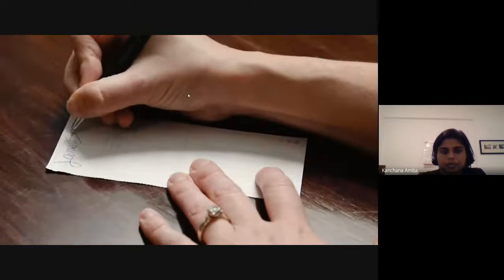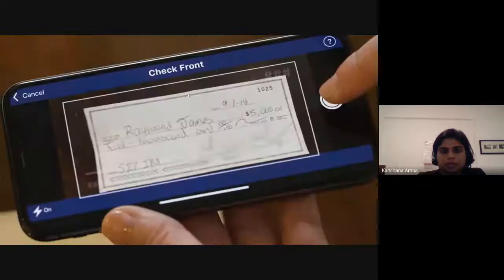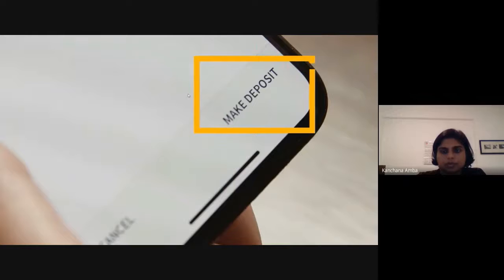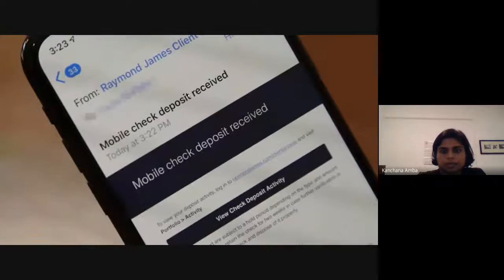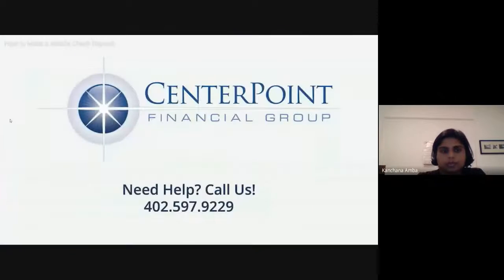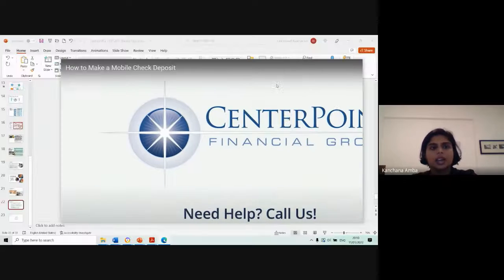Make sure the check is endorsed. Write for deposit only on it and the account number below that. Then take a photo of the front and back of the check. It works best to put the check on a dark surface that is well lit. Then click Make Deposit. You'll see a confirmation and get a confirmation email too. Having trouble? We're here to help. Just call.